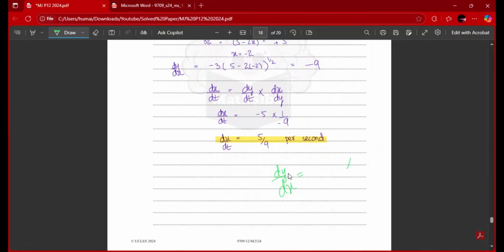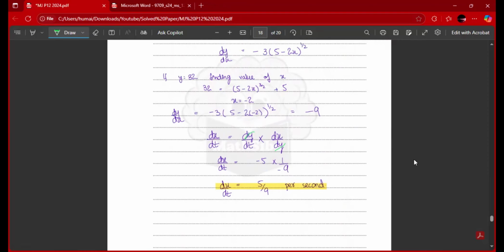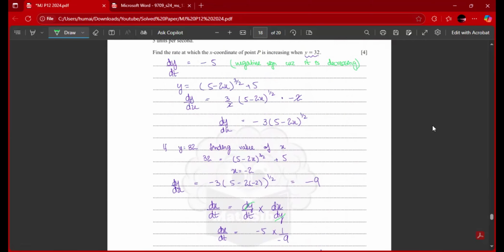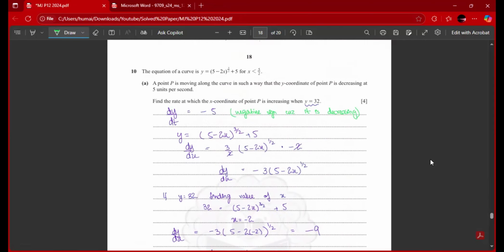So now I'm going to arrange the equation that I just wrote such that I have the term dx over dt. If I multiply dy over dt with the inverse of my gradient that I just found, and cancel this part and this part, we are left with dx over dt, and that is what we are finding. Means -5 multiplied by 1 over -9, we get the speed of the x coordinate, which is increasing at 5 over 9 units per second. This is how we do this.